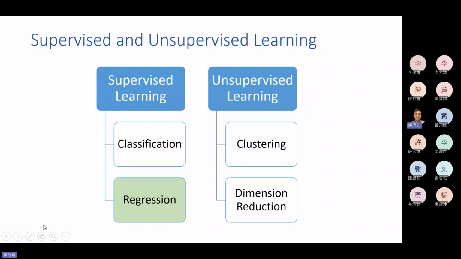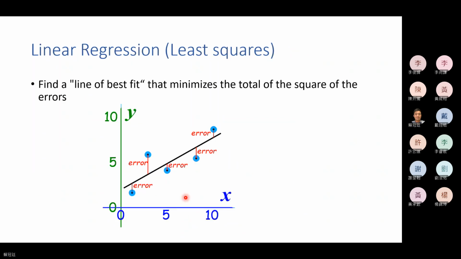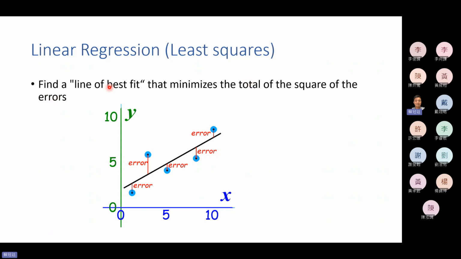Regression is supervised learning for continuous data. What is regression? We start with linear again. Linear regression. The most popular regression algorithm is least squares. It tries to find a line of best fit that minimizes the total of the square of the errors.